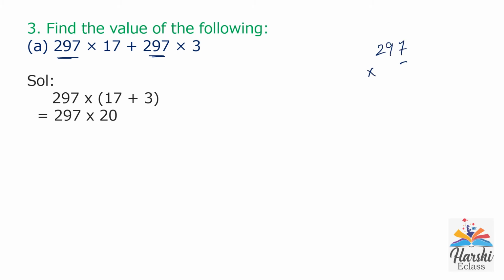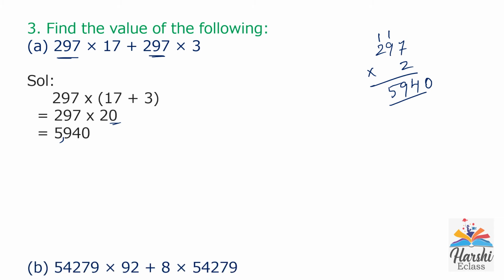297 2s are, 2 sevens are 14. 2 nines are 18 plus 1, 19. 2 twos are 4 plus 1, 5. 594. It is 20. So we need to add 1 0 at the end. That is 5940. In this way, we will take one number, common number, then write the remaining numbers in the brackets. This is distributive property. Distributivity of multiplication over addition.